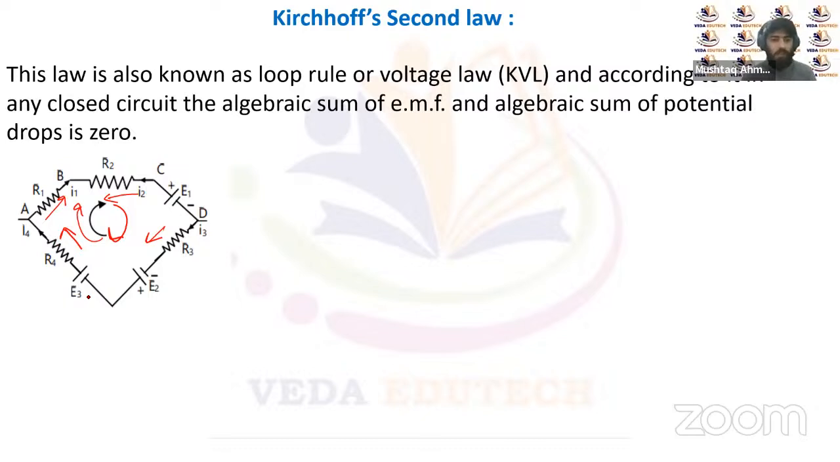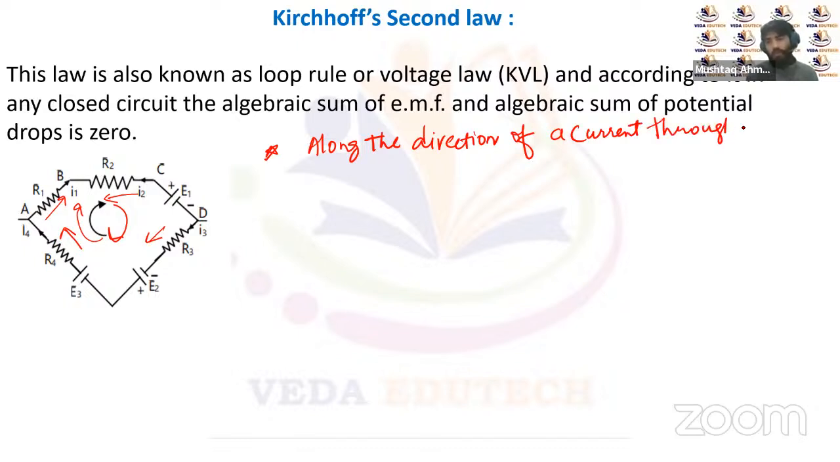The convention is that if you are moving along the direction of a current through a resistor, the potential drop has to be taken as positive.